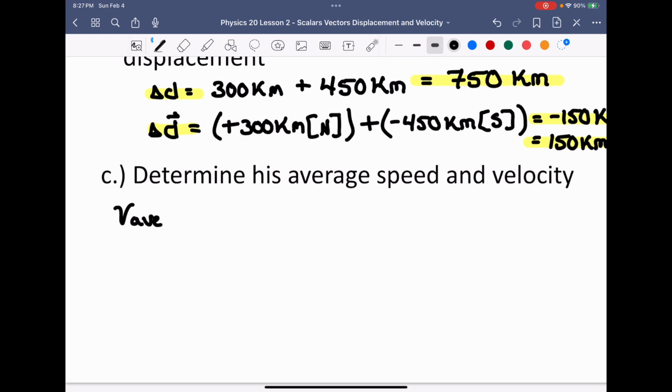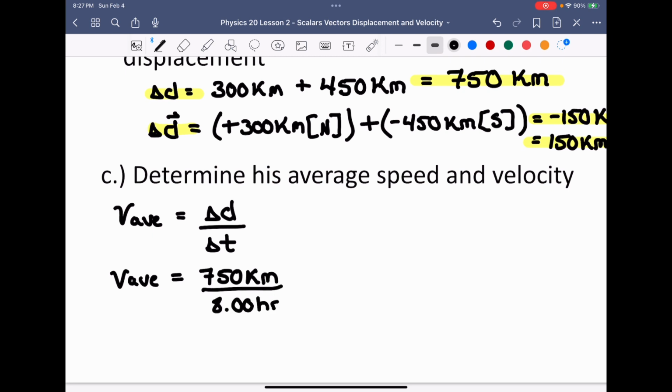v_av is equal to the total distance of the trip divided by the total time. Now, that means that v_av is going to be equal to, remember when we added up the total distance, it was 750 kilometers from above. And we're going to divide it by the 8 hours that constituted the entire trip. Now, when we type that into our calculator, we are going to get 93.8. So v_av is equal to 93.8 kilometers per hour. And let's highlight that answer.